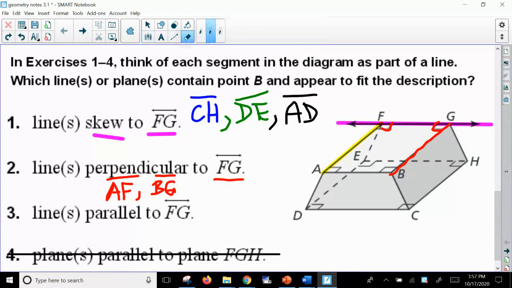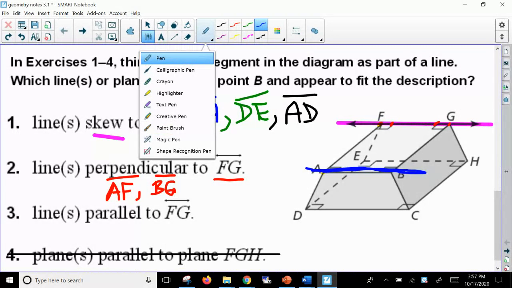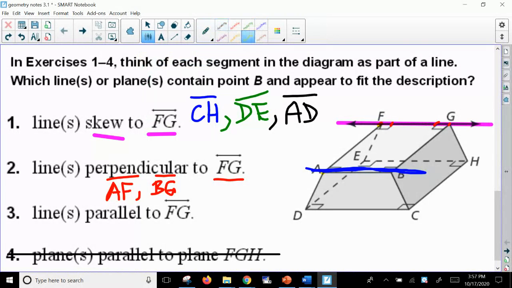Which lines are parallel to FG? If you look at line AB, see how they both go in the same direction and they're both laying on the same plane. This plane right here, the top of the box. They're both on the top of the box. See that? So AB is parallel to FG.